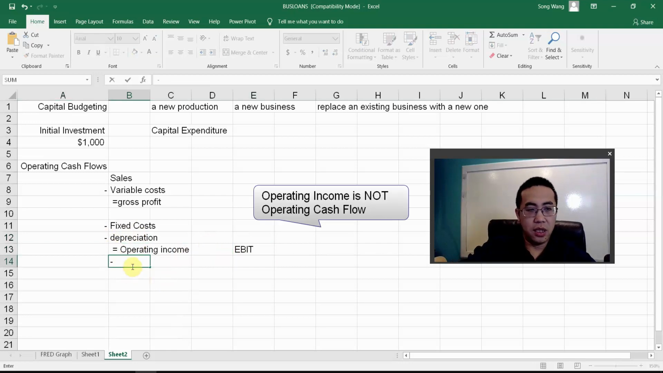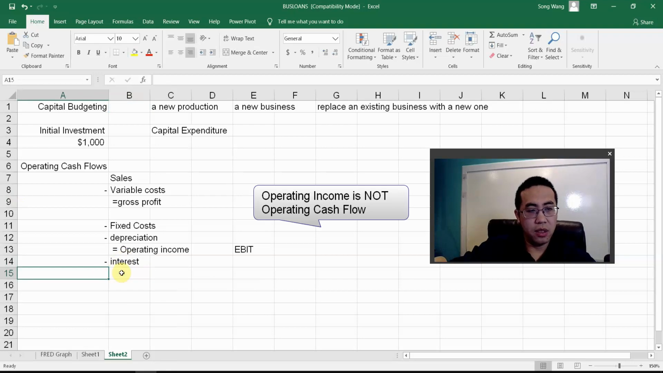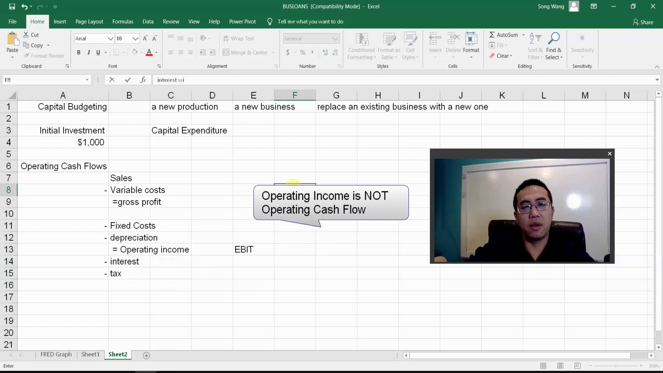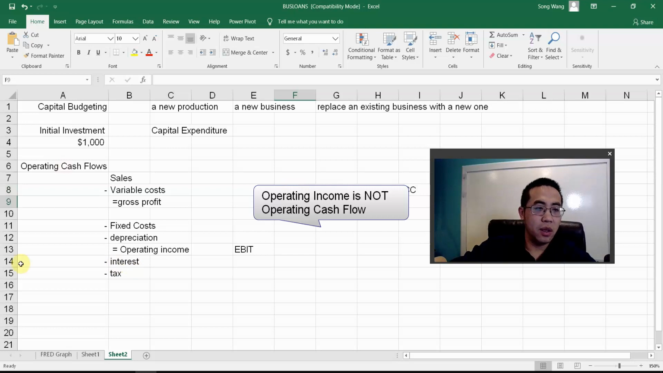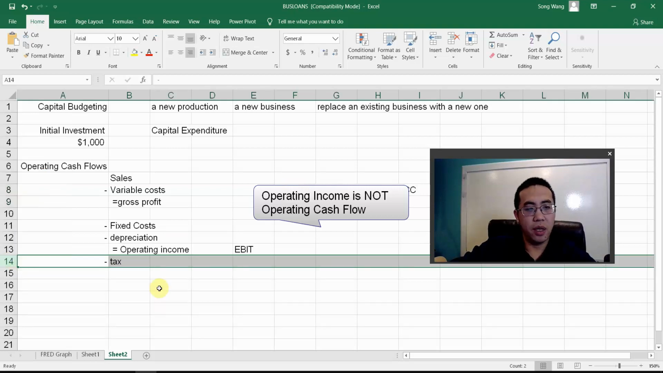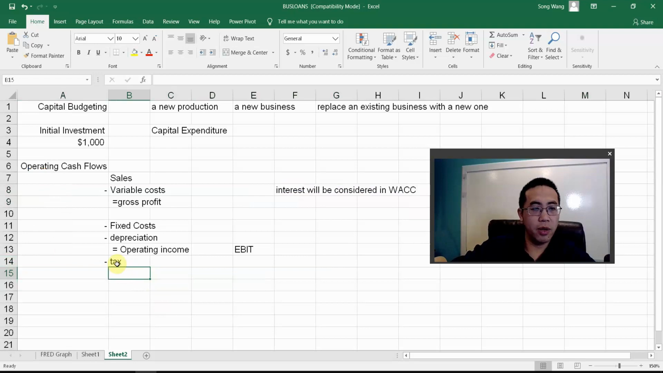And then I need to deduct interest, and then I need to deduct taxes. Well, the thing is, in a capital budgeting scenario, I will not account for the interest, because interest will be considered in the cost of capital, the average cost of capital, and not in operating cash flow. So I just delete this part. That's what normally people do in capital budgeting.